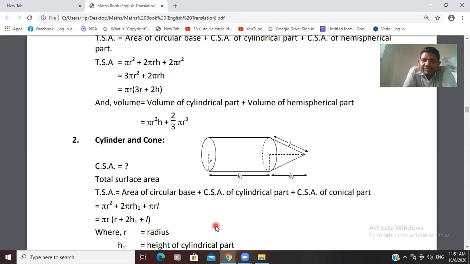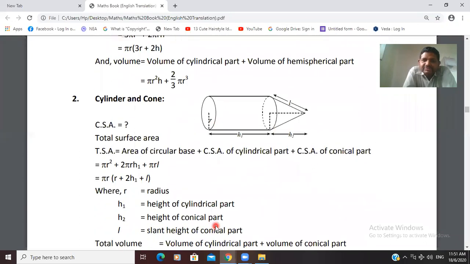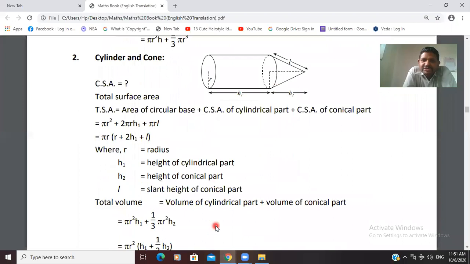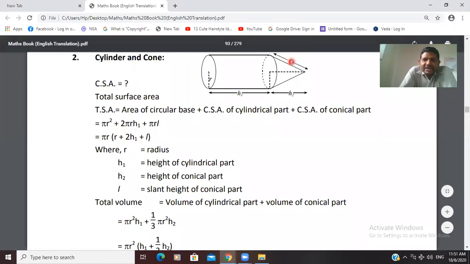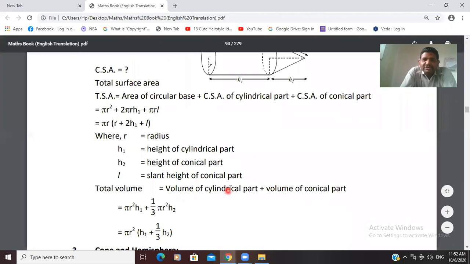So everybody be careful and go on writing these things. Whatever is visible on your screen, go on writing, go on listening also. Here h1 is the height of the cylinder, h2 is the height of the cone, l is the slant height, r is the radius of the circular base. Now we are talking about the volume of this solid object.